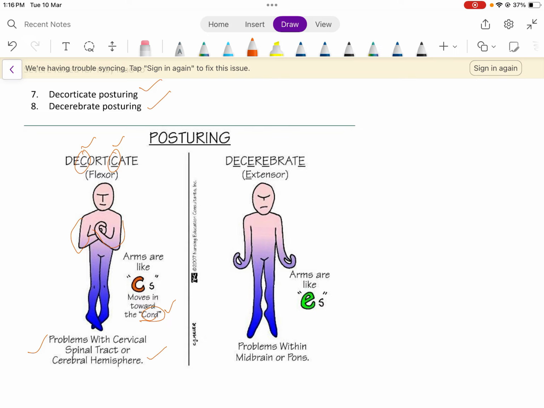Decerebrate is an extensor kind of posturing. You will see the arms are like E. This is all extended. There is no flexed posture. You have multiple E's here: E, E, E, E. So there are four E's, right? Whenever you think of decerebrate posturing, think of problems with the midbrain or the pontine area.